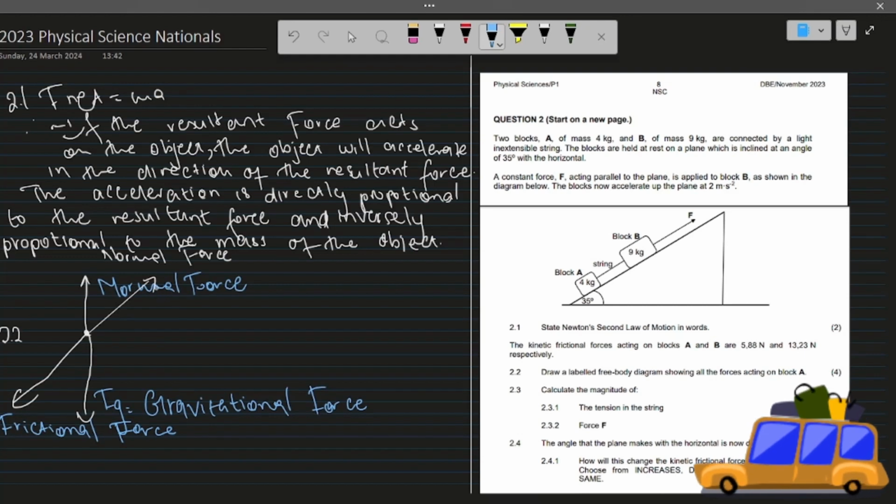And then the third force is the applied force, guys. This is the applied force. This is FA, which is the applied force.